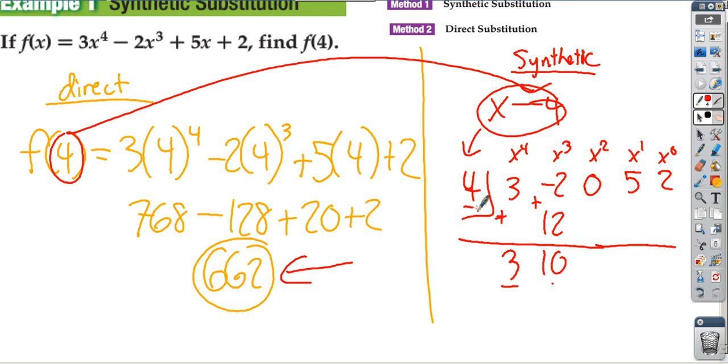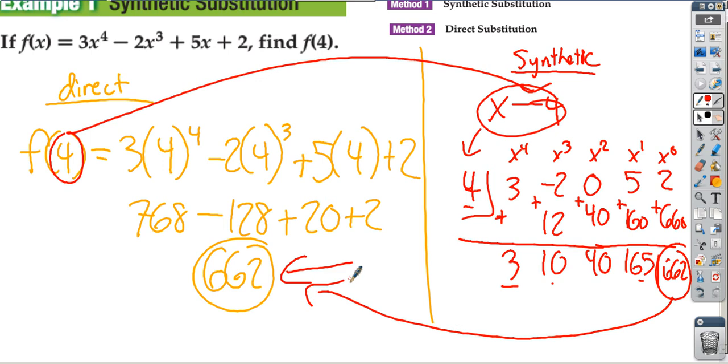10 times 4 would be 40. We add those to get 40. 40 times 4 is 160. We add those to get 165. And 165 times 4 is 660. And we add those, we get 662. And that's our remainder. And that's the same as what we got when we plugged in 4. That is essentially what the remainder theorem says.